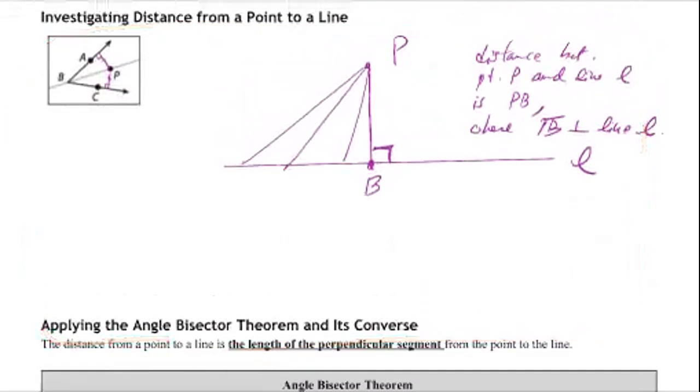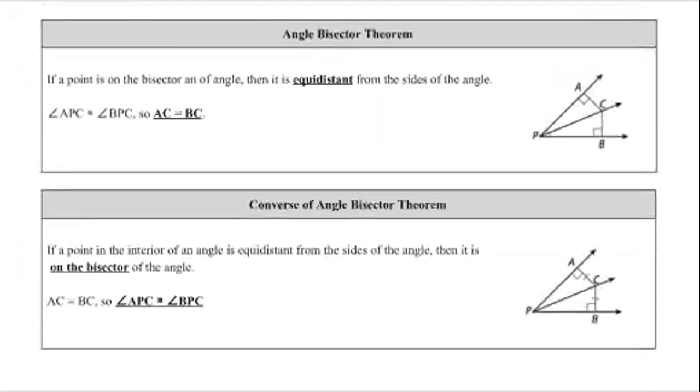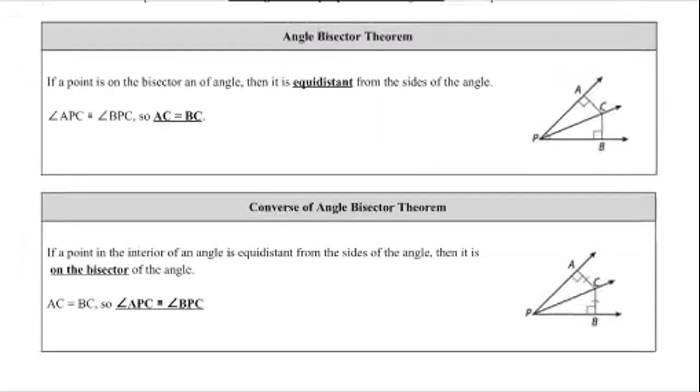And what the angle bisector theorem says is that if a point is on the bisector of an angle, then the point is equidistant from the sides of the angle. So if you have, let's say, ray PC is the angle bisector of angle APB, then point C is equidistant from rays PA and PB. That's basically what it says.